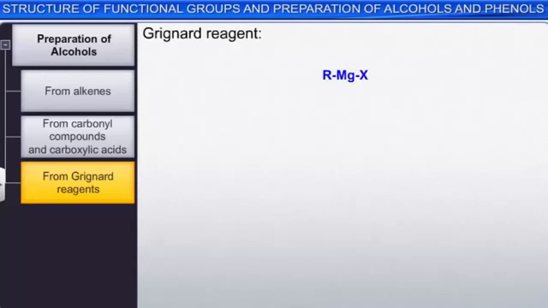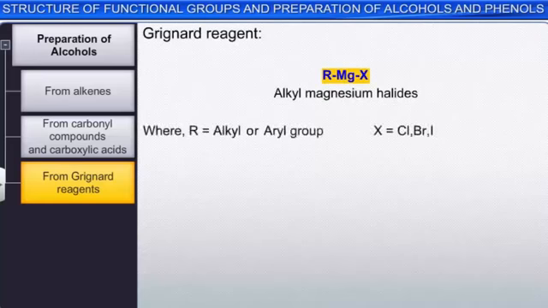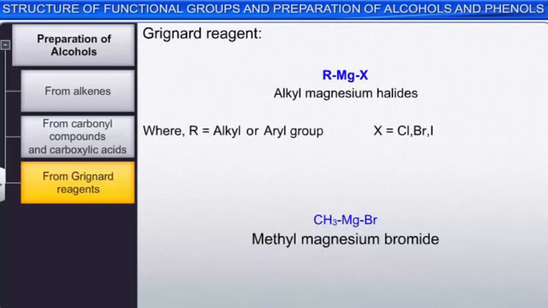Grignard reagents are important in many chemical syntheses. Grignard reagents are alkyl magnesium halides. The general formula for a Grignard reagent is RMgX, where R is an alkyl or aryl group. Shown here is methyl magnesium bromide, an example of a Grignard reagent.